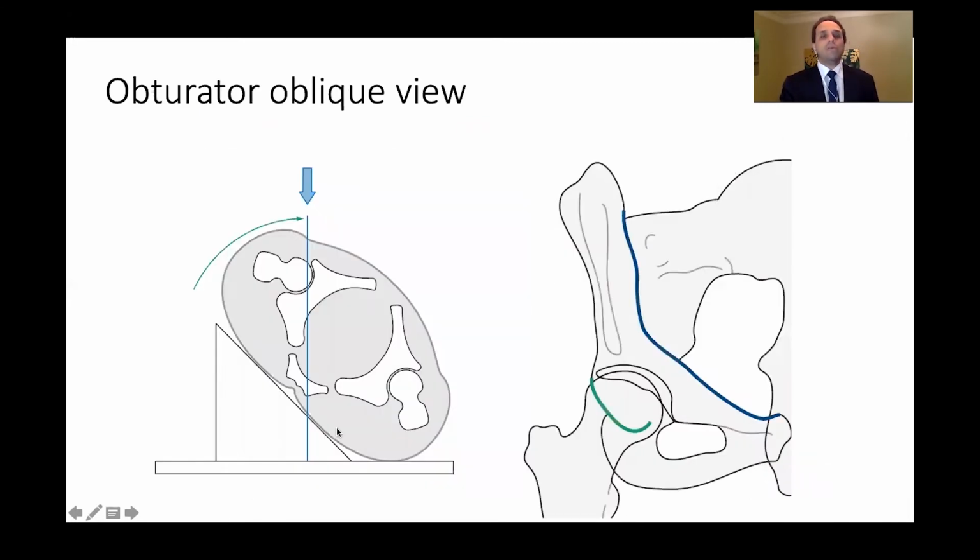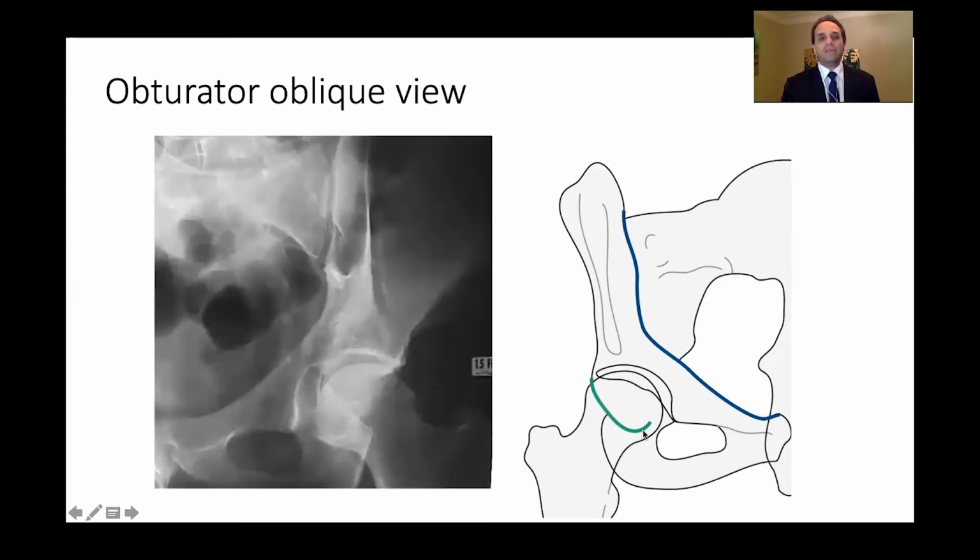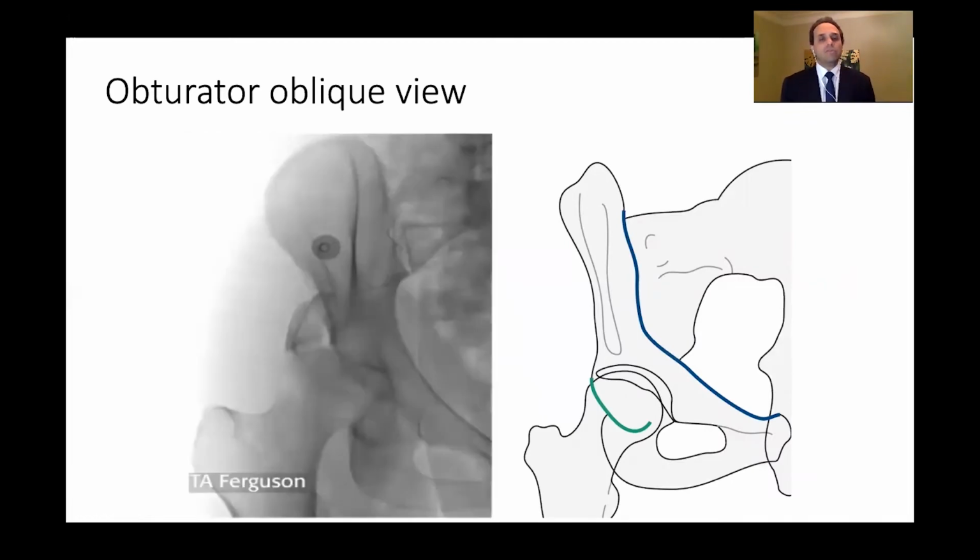Then we do the other oblique view. So we tilt the patient 45 degrees to the other side, and here on the obturator oblique, we see the anterior column represented with a dark blue line, and the posterior wall represented in green, and this is how they look on X-ray, posterior wall and the long anterior column. When the head is displaced or dislocated and the posterior wall is fractured, this is how they look. So you can see here the posterior wall is displaced and the head is dislocated.